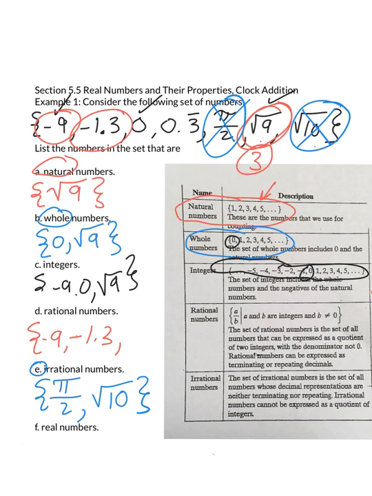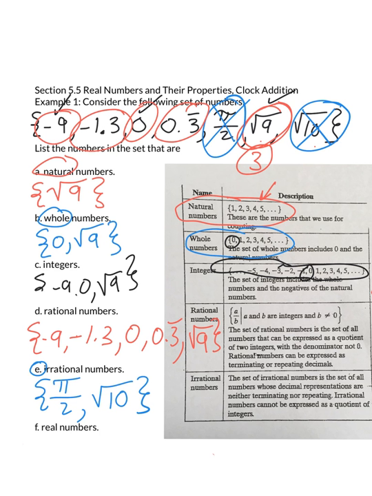Negative 9 is technically a terminating decimal because it can be written as negative 9.0. Negative 1.3 is also terminating. 0 is technically a terminating decimal because you could write it as 0.0. I got the repeating decimal because I got 0.3 repeating with the bar above it. And square root of 9, which represents 3, which is a terminating decimal of 3.0.